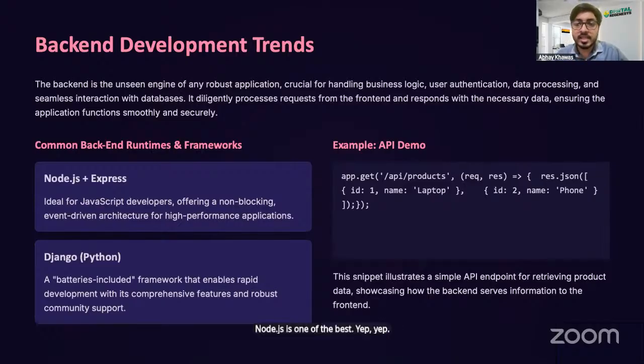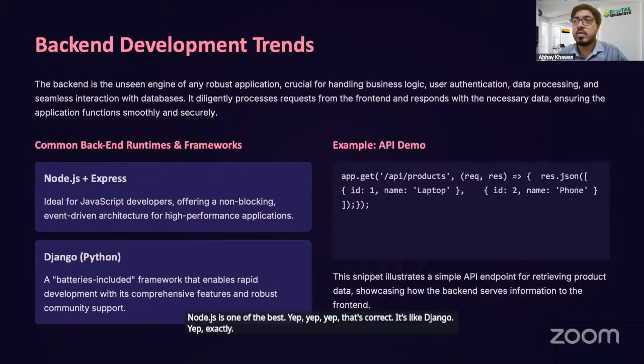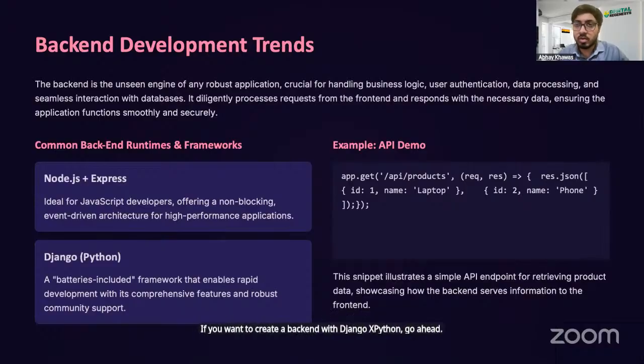Yep, that's correct. It's like Django. Yep, exactly. Both are like, you can create APIs with anything. If you want Node.js Express, go ahead. If you want to create a backend with Django with Python, go ahead. Both are good. Both are equally good.